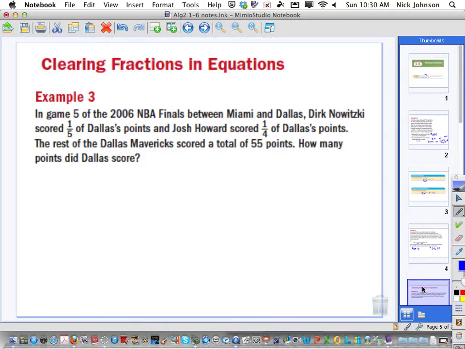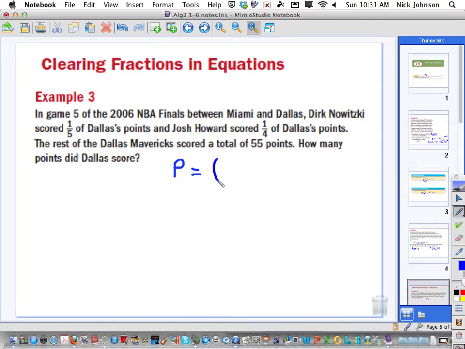Clearing fractions and equations. Example 3. In Game 5 of 2006 NBA Finals between Miami and Dallas, Dirk Nowitzki scored 1/5 of Dallas's points, and Josh Howard scored 1/4 of Dallas's points. The rest of the Mavericks scored a total of 55 points. How many points did Dallas score? Well, here's my equation. We don't know what points are. So we know that they scored a certain number of points, correct? So points equals, and then what points equals is our formula for who scored all the points.